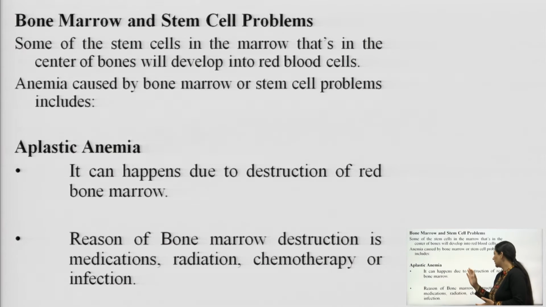This condition happens due to the destruction of the red bone marrow, and the reasons for that are some radiation, chemotherapy given against some rare disease, some infection or some medication. So these conditions sometimes destroy the red bone marrow, and that marrow will be unable to produce the proper amount of RBC, and that decreased RBC may lead to anemia, and that type of anemia is called aplastic anemia.